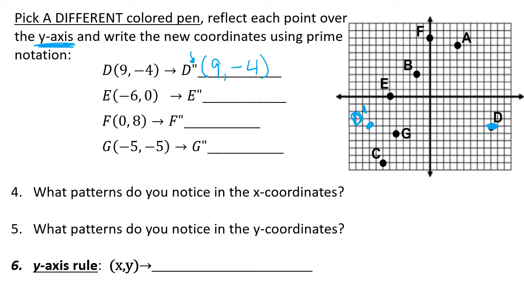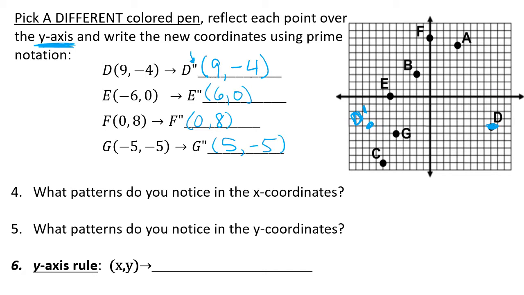Okie dokie, welcome back. I hope you learned something. So let's see if you figured this out. If you reflected point E, you should have the point 6, 0. And when you reflect point F to get point F double prime, you should have 0, 8. And when you reflect point G, you should have +5, -5.